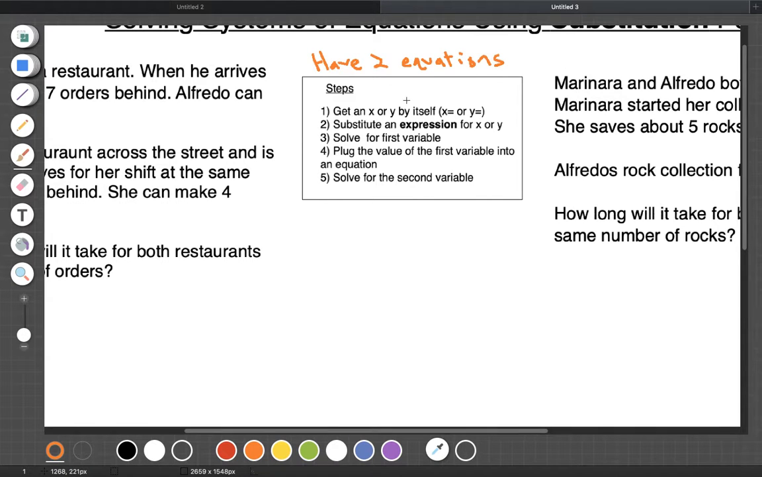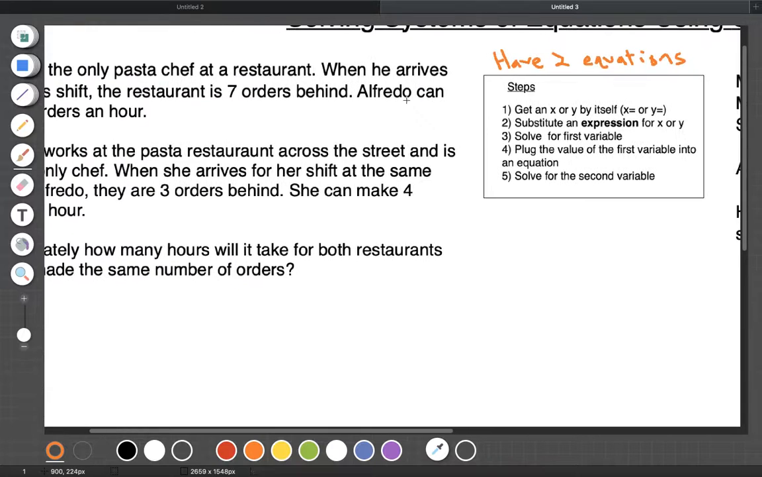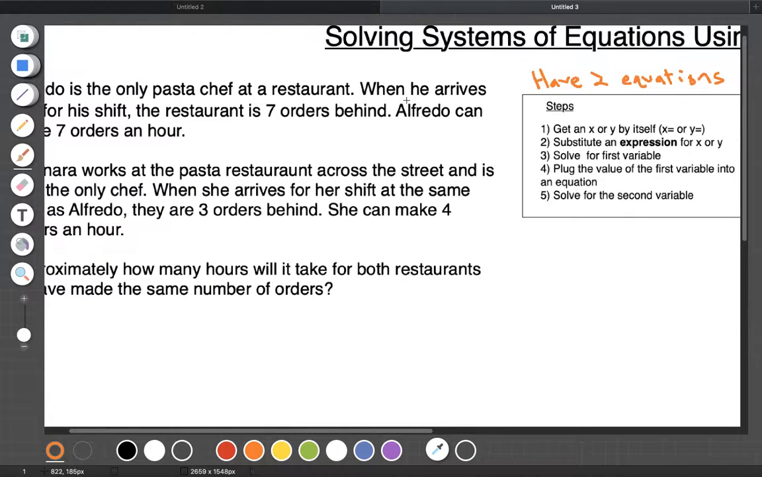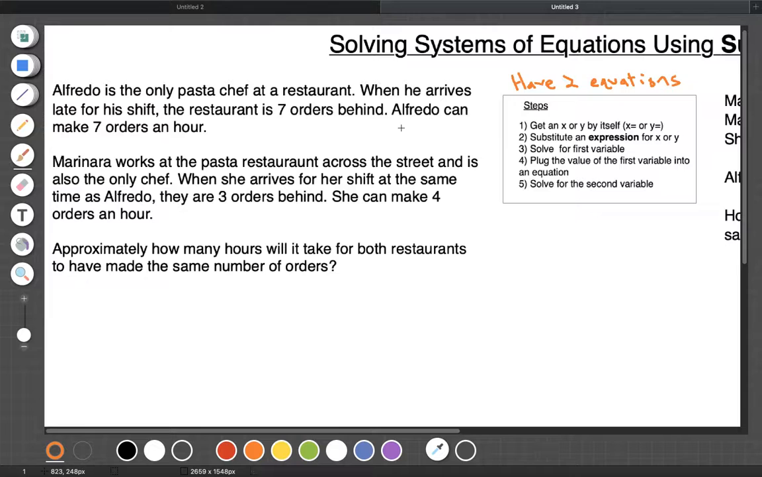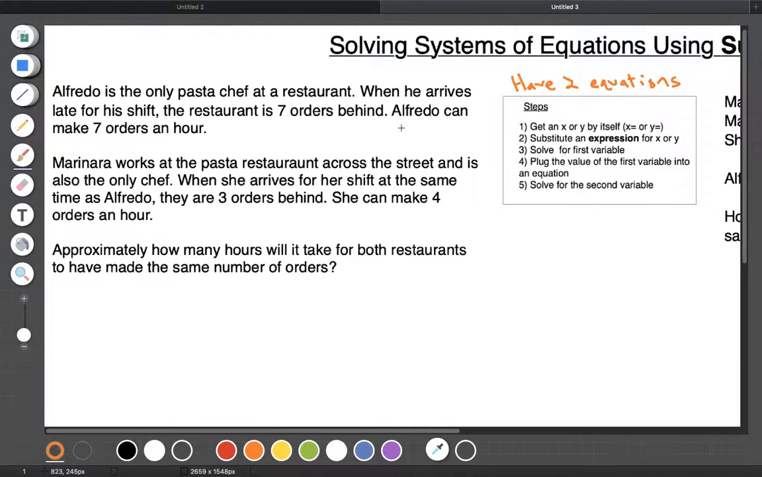So if I look at this first one over here, these are both very silly situations, but that's okay. Alfredo is the only pasta chef at a restaurant. When he arrives late for his shift, the restaurant is 7 orders behind. Alfredo can make 7 orders in an hour. Well, how can we write an equation from that? Well, let's think. He's the only pasta chef. He arrives late for a shift.